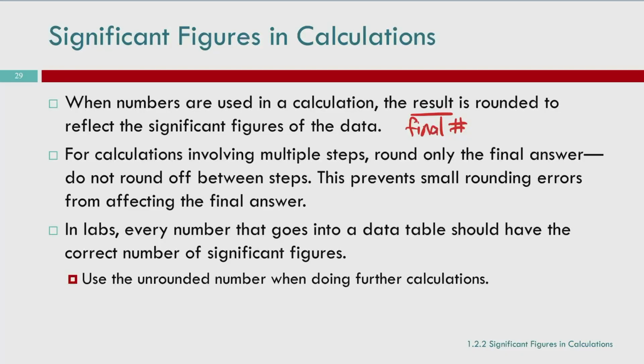If we have multiple steps, which we will often have, we will round only the final answer. For everything else, we'll keep all of the decimals, all of the digits that our calculator tells us. Every single one of them, to make sure that we don't end up with a rounding error.